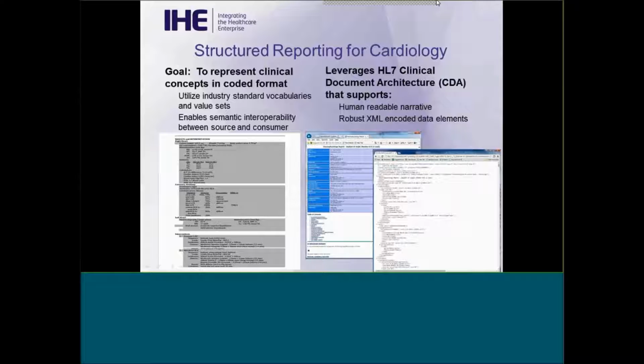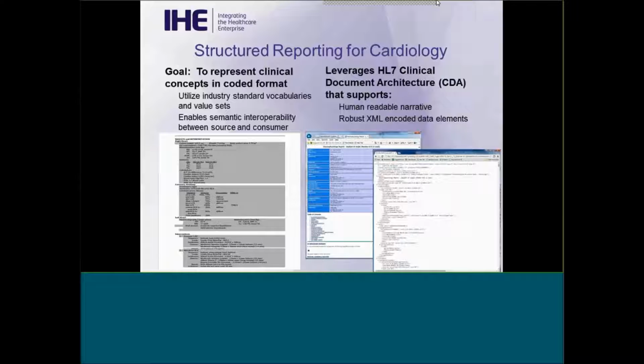So actually, as part of the content profiles that we've been creating, we've been defining the clinical concepts that need to be represented in the reports, such as the interpretation, the measurements that we make, or annotations that are made for cardiology procedures, and have those represented. We actually select value sets from specific clinical vocabularies that would be accepted across the industry.